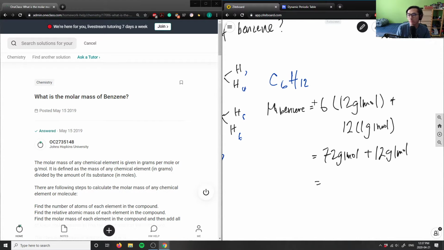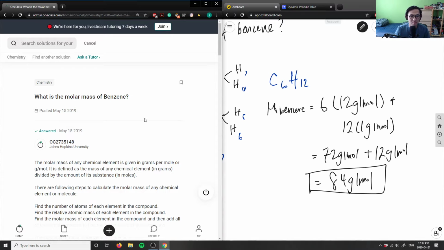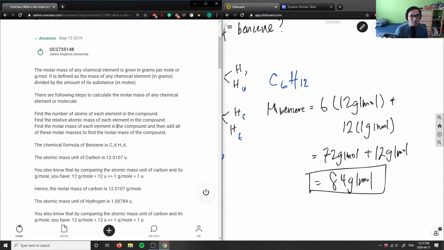72 plus 12 here is 84. So this here is my molar mass of benzene. 84 grams per mole is my molar mass of my benzene. So let's check here. Molar mass, again, this is exactly kind of the same problem as what we did with our sodium hydroxide question in the beginning.